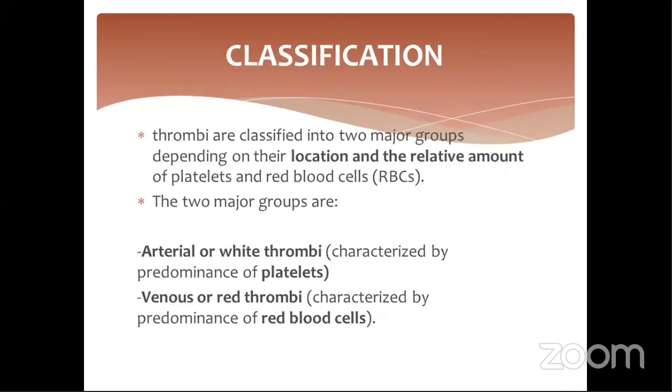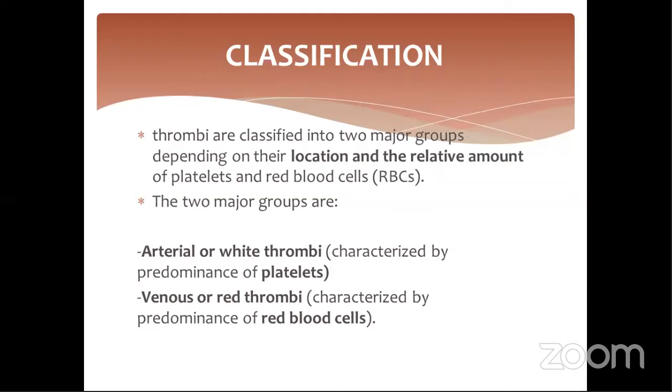So, classification of thrombi. There are two major groups of thrombi: arterial or white thrombi and venous or red thrombi. What happens to stop the bleeding? This clotting is very important from the point of view of prevention of infection, as well as healing. If a thrombus forms inside a blood vessel, then it obstructs the blood flow through the circulatory system.